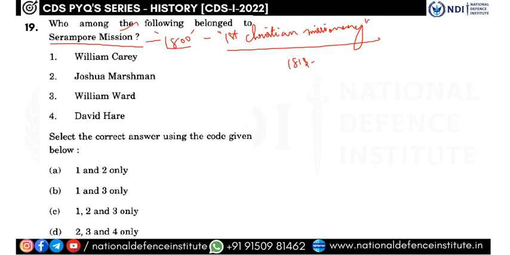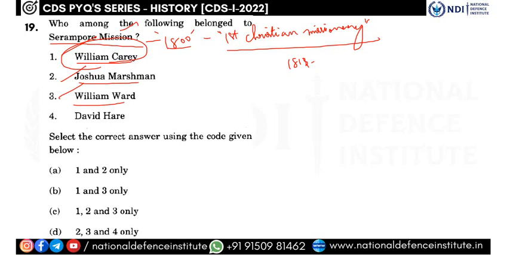Then they started to spread Christianity. The very important people who belong to the Sarampur Mission are William Carey, Joshua Marshman and also William Ward. These three people, all three. In fact, William Carey became the chief priest among all the persons, and he started to head the Sarampur Mission, which is the first Christian missionary in India.